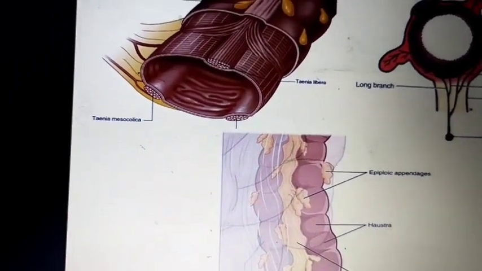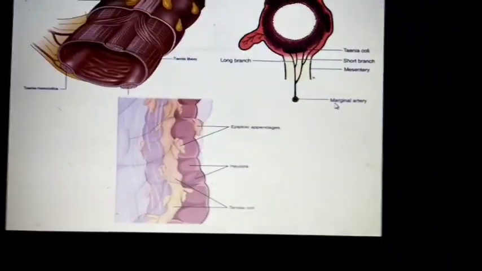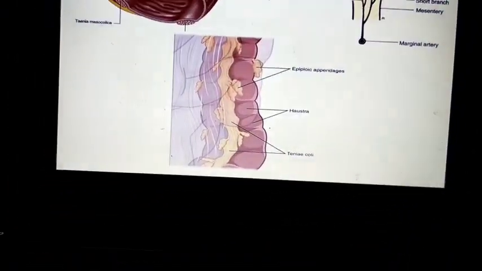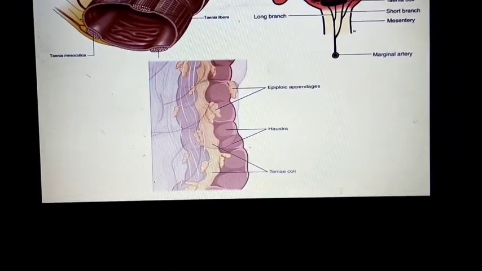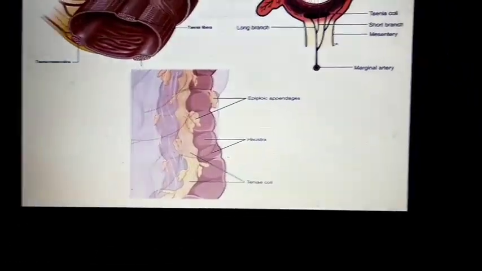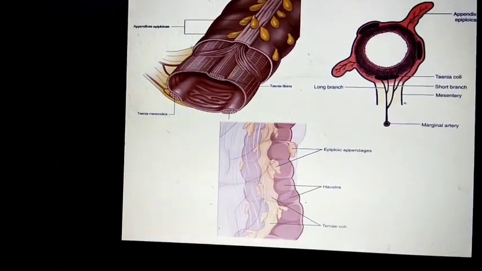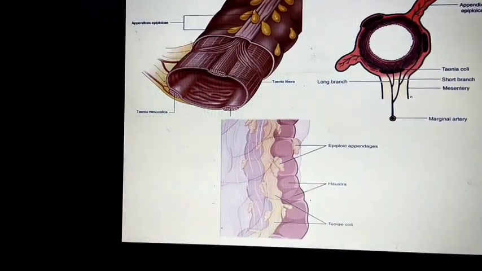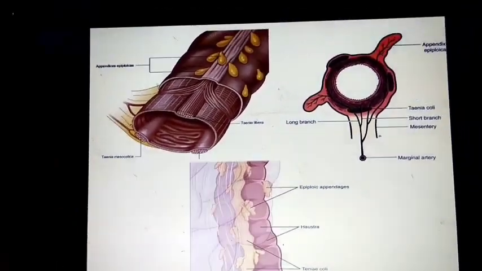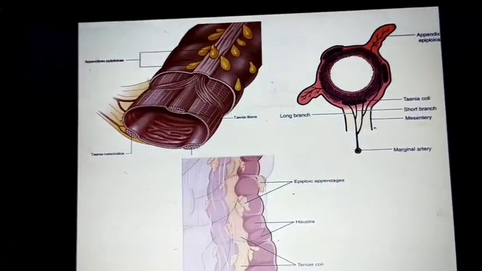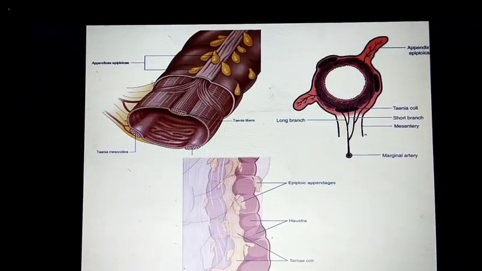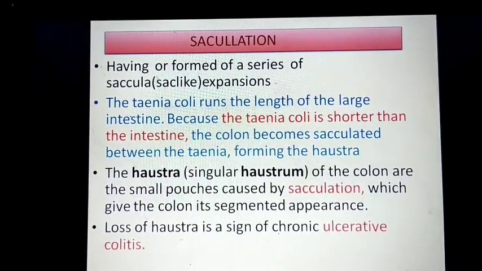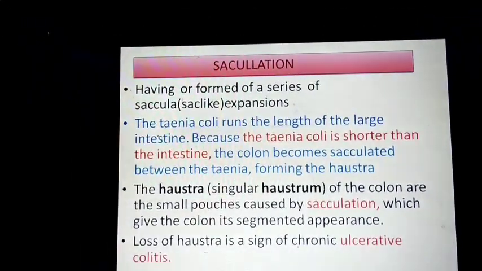This large intestine is mainly covered by the peritoneum. That peritoneal covering is the mesocolon. These sacculations, or pouching of the large intestine, are also called haustrations, or haustra, of the large intestine. Now we can go for the sacculation.